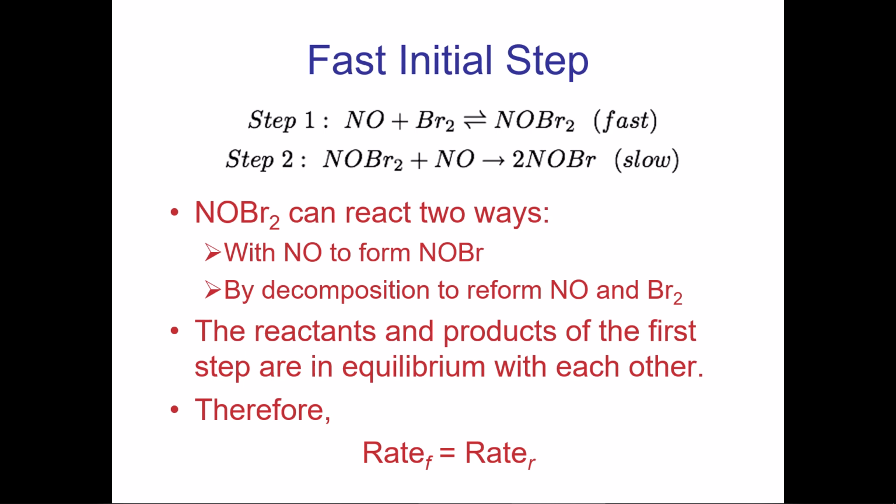So we have to substitute our NOBr2 concentration for something else. We need to base our NOBr2 on the amount of NO and Br2 that we have. So we're going to create a system of equations in order to substitute for it. Since step 1 reaches equilibrium, the rate of the forward reaction must equal the rate of the reverse. So we're going to use that idea to set up our equations.